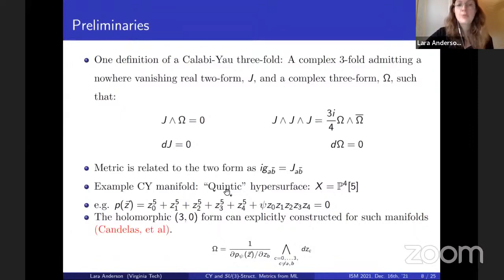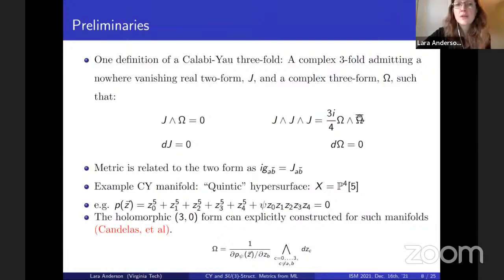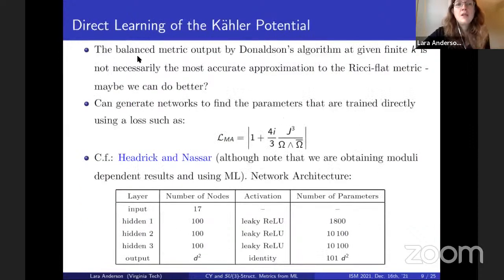And of course, examples of topological Kähler manifolds are algebraically very easy to write down. Things like the famous quintic threefold in complex four-dimensional projective space, the zero locus of a degree 5 polynomial, for example, the so-called Fermat quintic, is an example of a Kähler manifold. It'll be important for what I'm about to talk about that explicitly one of these forms, the complex three-form omega, can actually be explicitly constructed algebraically if you have a nice algebraic description of your manifold, like in the case of the quintic. And this was pointed out by Candelas et al. many years ago.